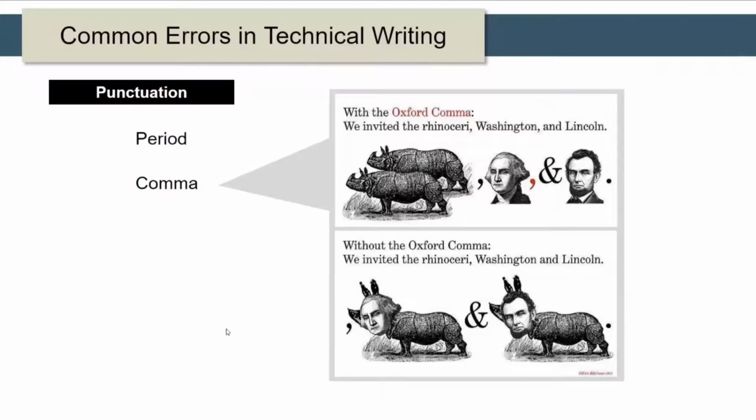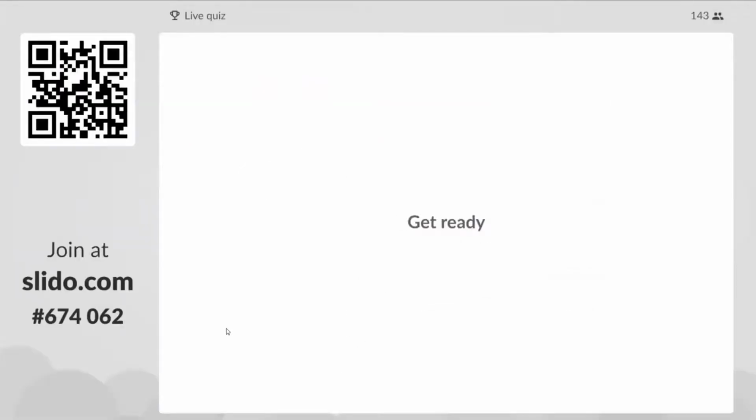So at this point, I'll have a question for you. Again, slido.com 674062. You're already there. 143 of you are already there. 40 of you are still missing. Okay. So you're ready?